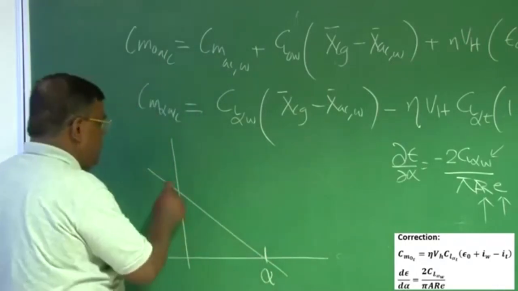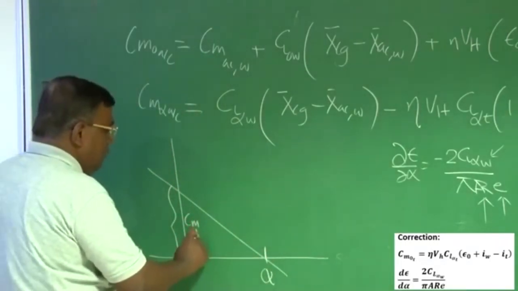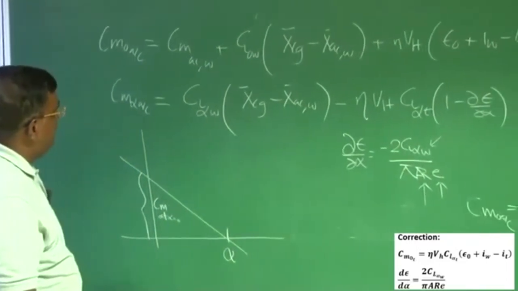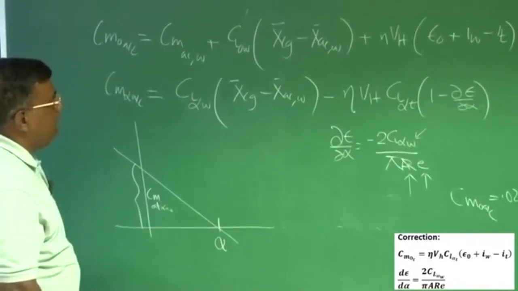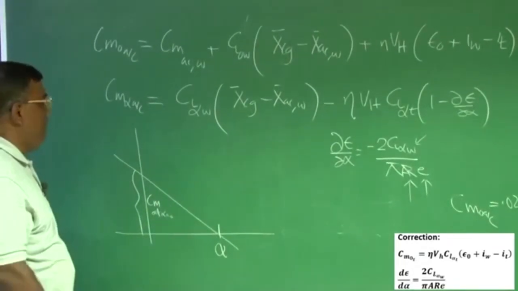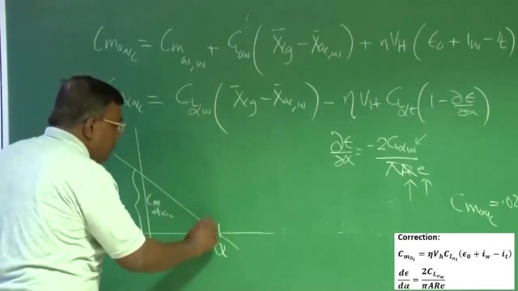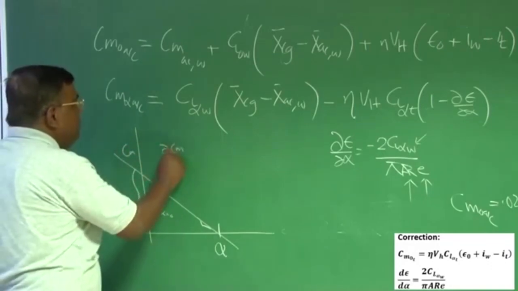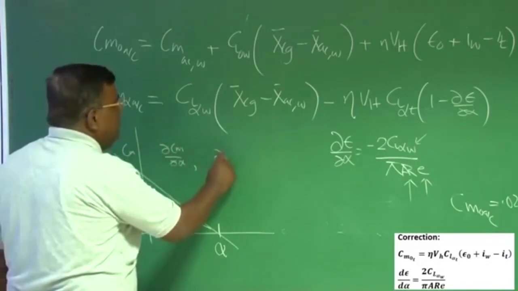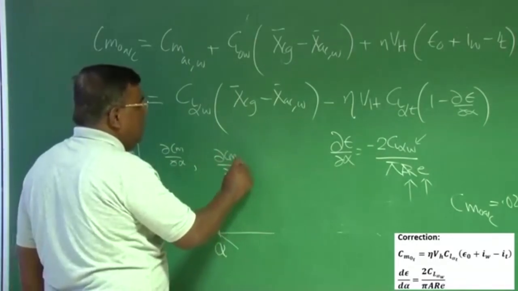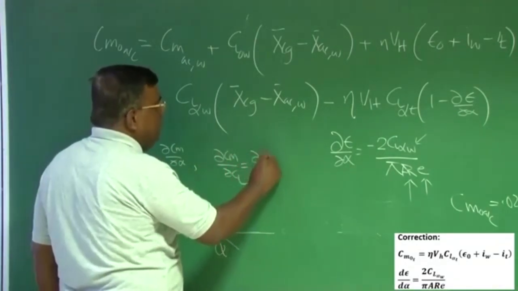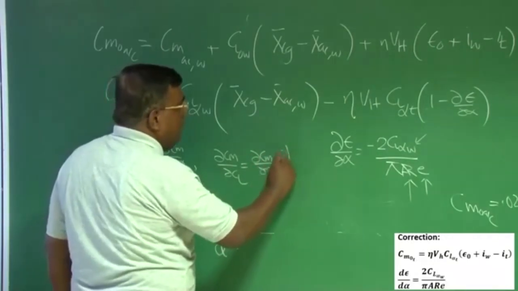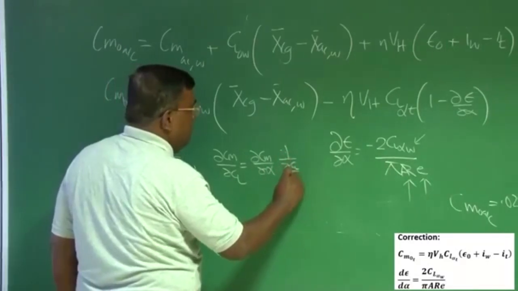This is my alpha trim, and this is the CM at alpha equal to 0 I require. Then I need to ensure that I lay the wing and tail in such a way that I get not only the slope. Here the slope is CM alpha, but we have started with dCM by dCL. So you can always know dCM by dCL is dCM by d alpha into 1 by dCL by d alpha.